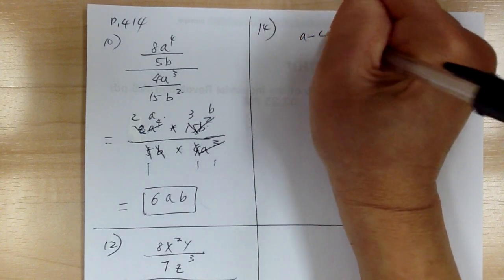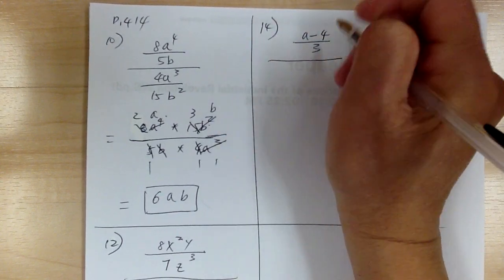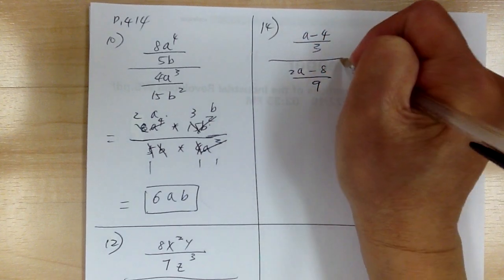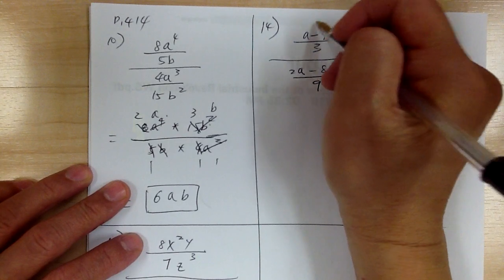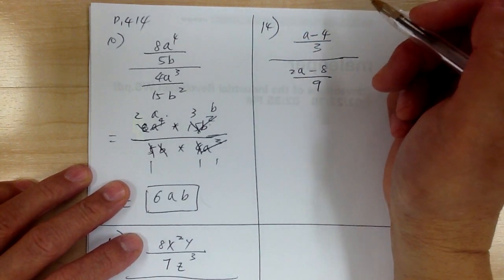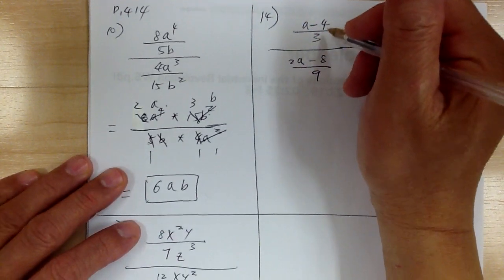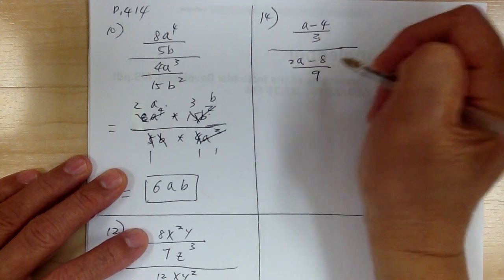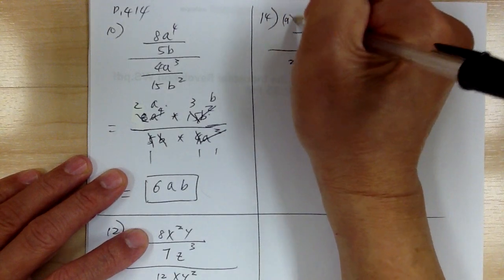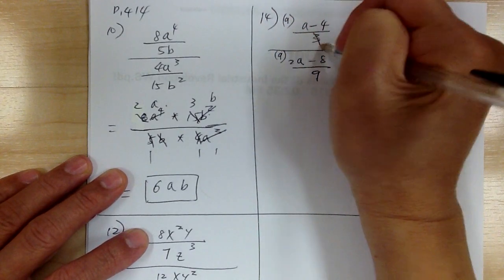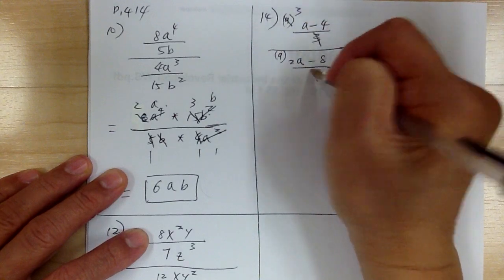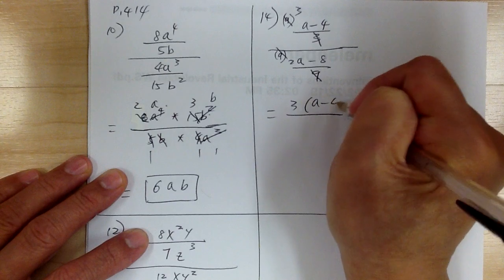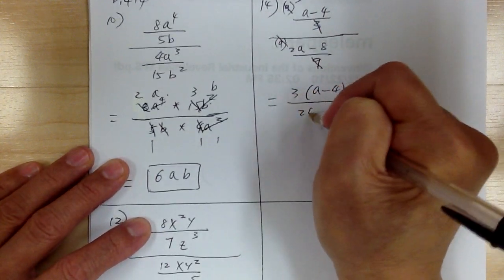Here you have minus 4 over 3 divided by 2a minus 8 over 9. Okay, so this one, if you group them, you can use outer over inner, or in this case, if you are not comfortable with it, you can multiply by the common denominator. So 3 and 9, your LCD is 9, so multiply by 9. So you can cancel, you get 3, cancel. So this becomes 3 times a minus 4. On the bottom, you get 2a minus 8.